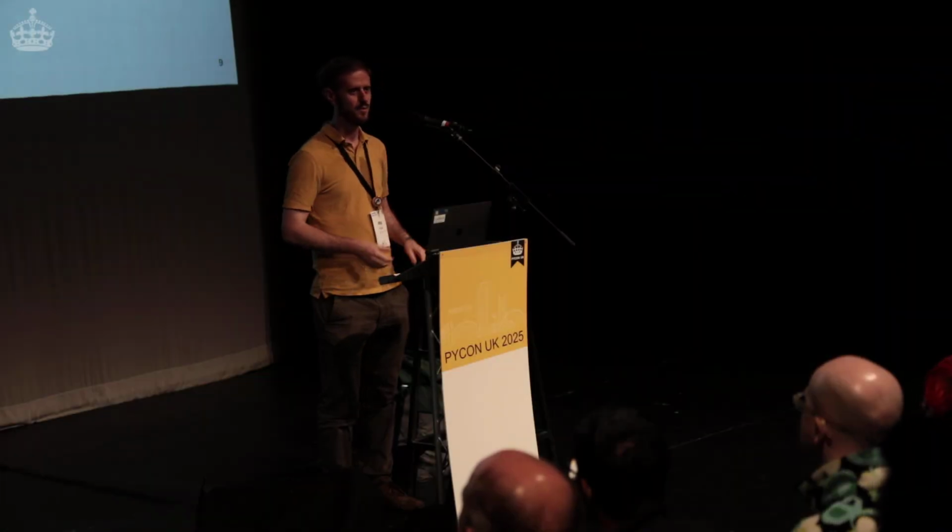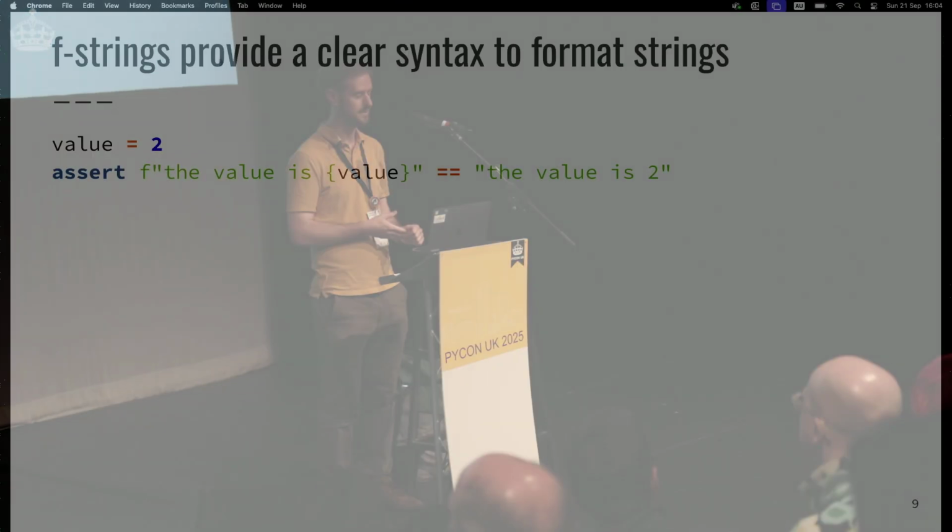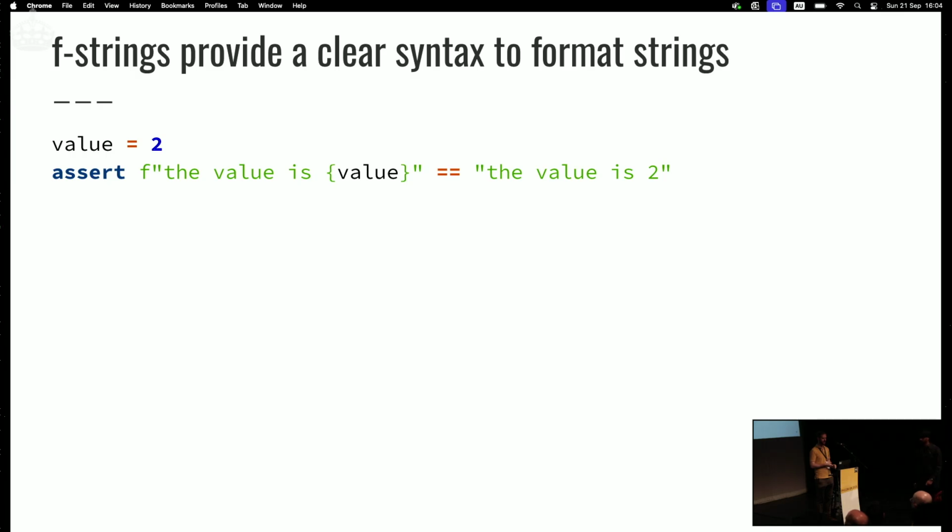So I think we'll all know what F-strings are. An F-string is a string prepended with the F prefix, and what it allows is a very clear and concise syntax to build a string up, placing values directly into it. And this one I think is quite clear, but clearly the value of value, which I should have chosen a different name for, is 2, and it puts it directly in the string, and so this is what the f-string renders to.